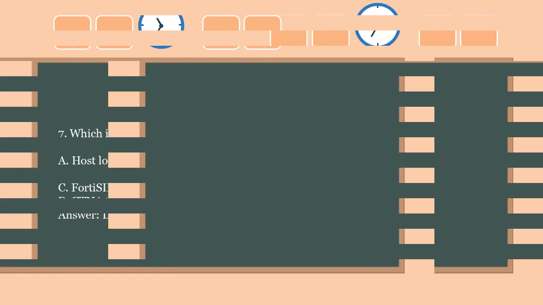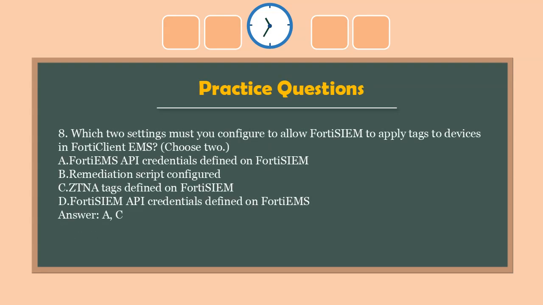8. Which two settings must you configure to allow FortiSIEM to apply tags to devices in FortiClient EMS? Choose 2. A. FortiEMS API credentials defined on FortiSIEM. B. Remediation script configured. C. ZTNA tags defined on FortiSIEM. D. FortiSIEM API credentials defined on FortiEMS. Answer: A, C.